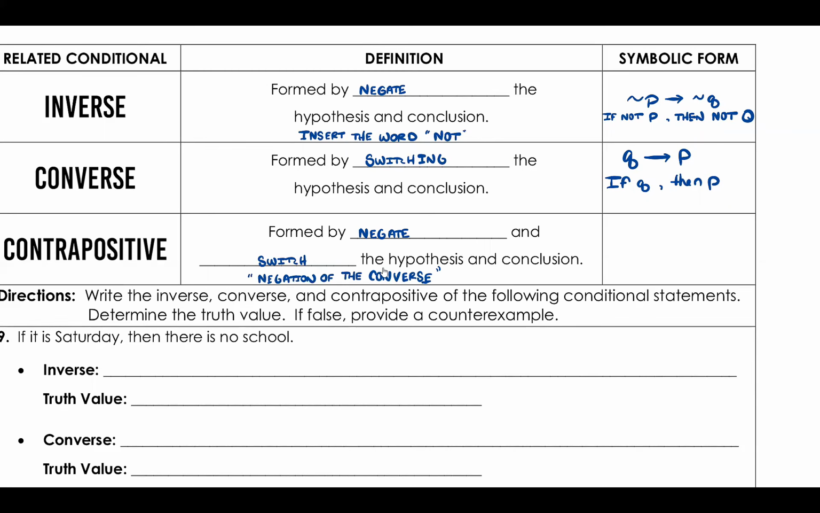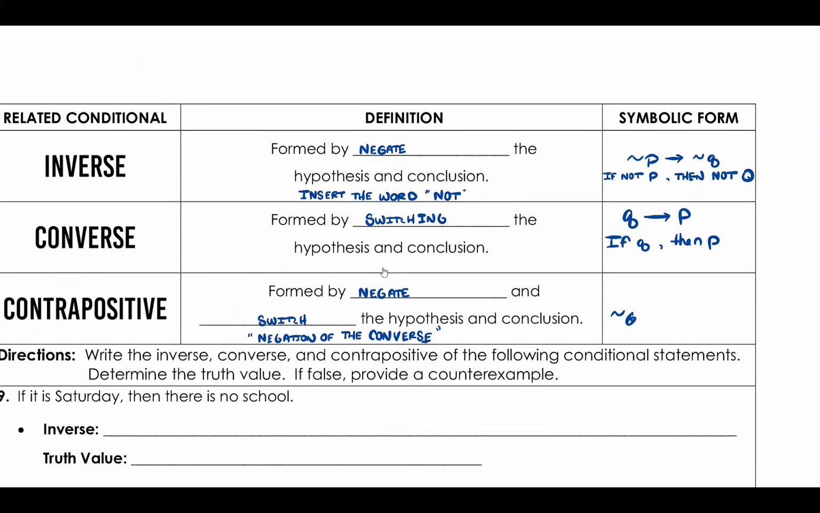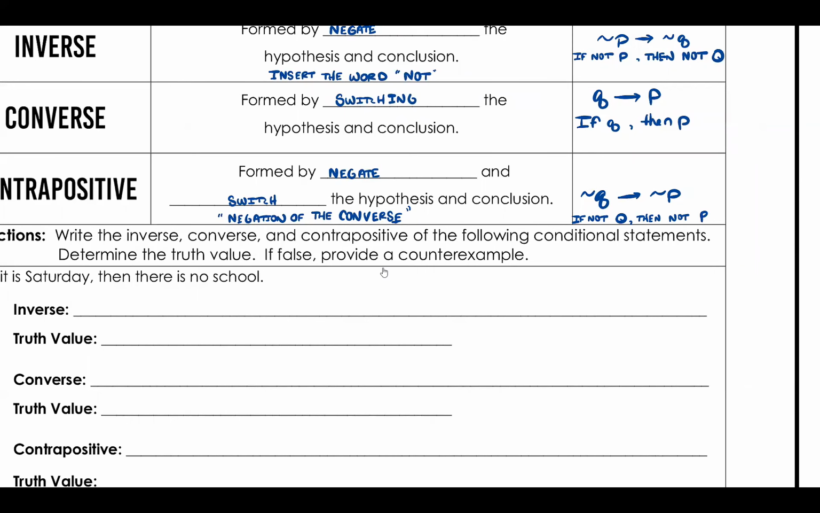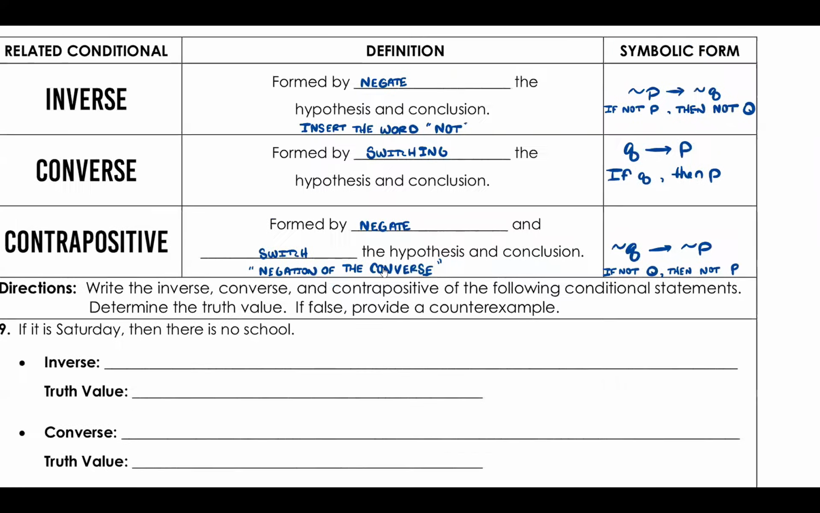Negation of our converse. What do y'all think for symbols? Any guesses? Oh my gosh. Squiggly Q. I don't know what letter I just tried to write, but that wasn't a Q. Squiggly Q, then squiggly P. So if not Q, then not P. You guys are like, there is too many words going on in math class right now.